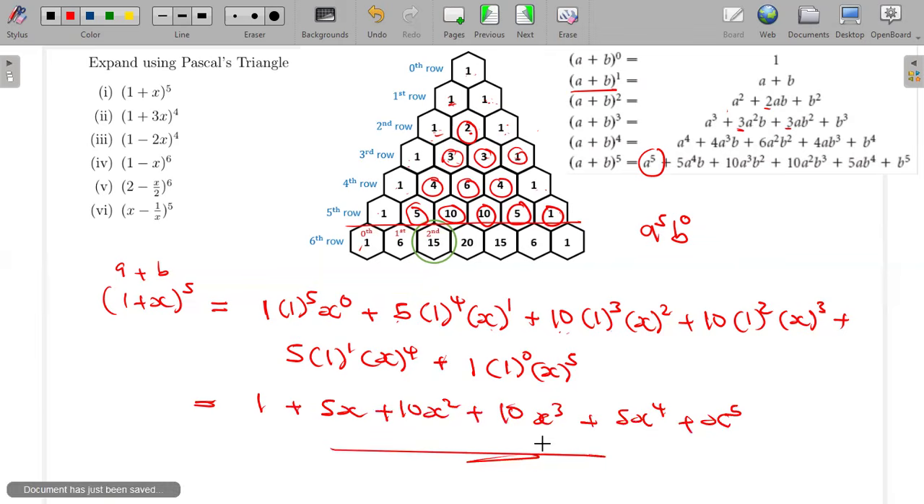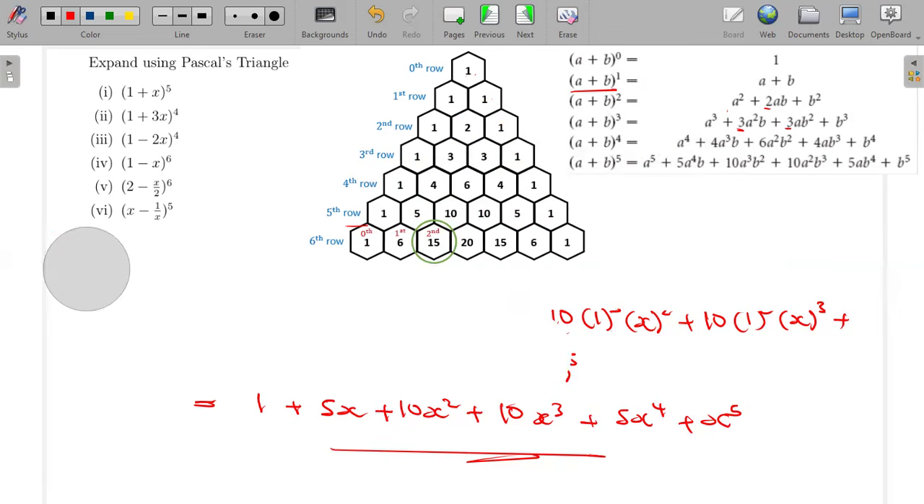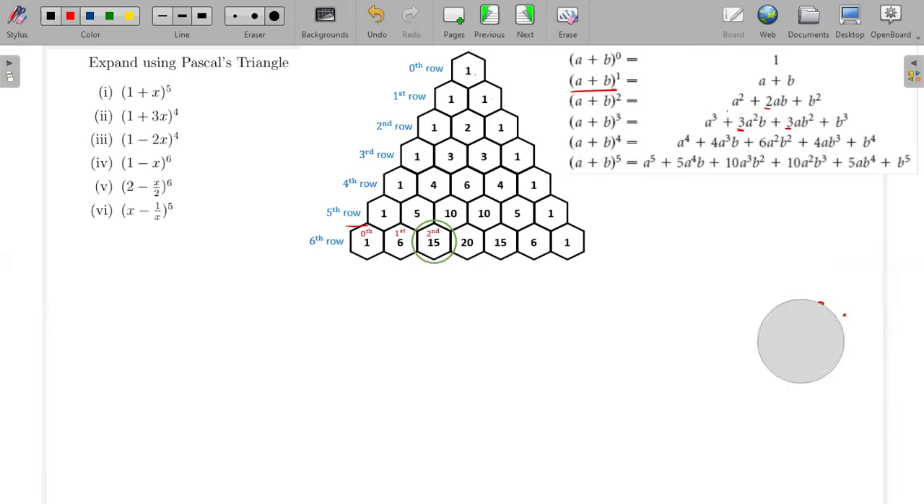Okay, so now here we're going to do the pleasure of solving the rest of the questions. So let us go on to solving the remaining questions. So we have the one that follows, that is (1 + 3x) to the power 4.